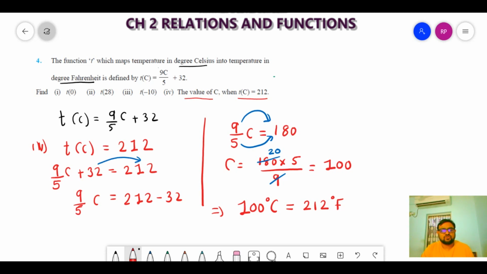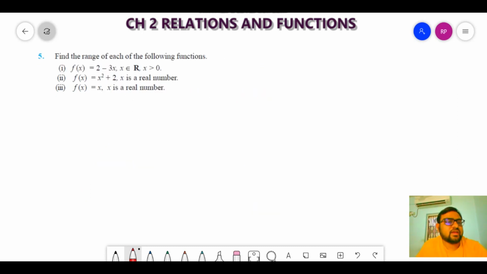Okay, now let's move to the next question, that is question number 5. That is the last for this exercise. Question number 5. Find the range of each of the following function. Okay, so let's take the first one. It is f(x) is equal to 2 minus 3x.